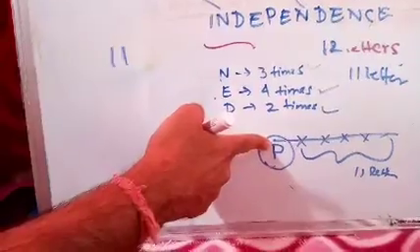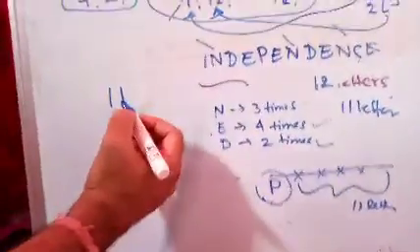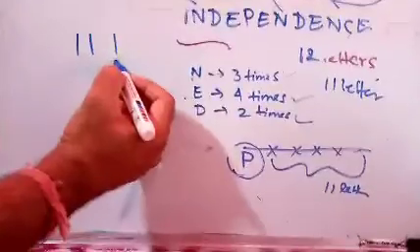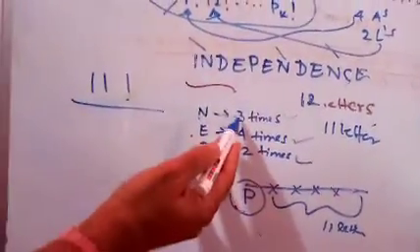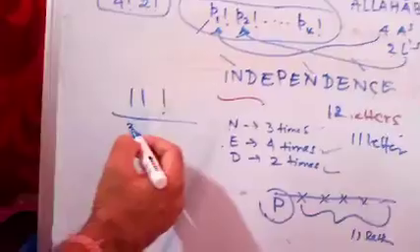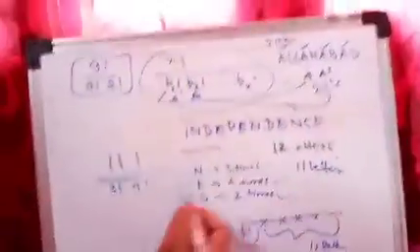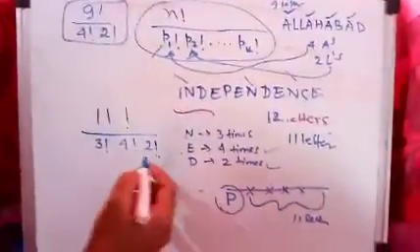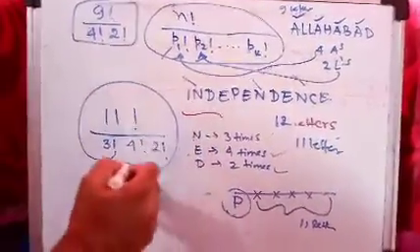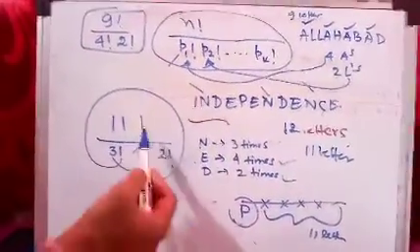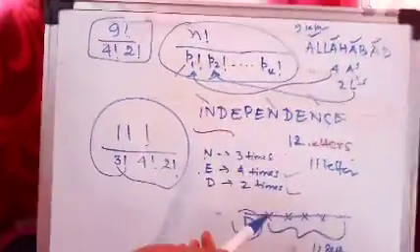So I have to fix P. How many letters are there? 11. So out of 11 letters, the arrangements are 11 factorial divided by 3 factorial, since N is repeated 3 times, 4 factorial, since E is repeated 4 times, and 2 factorial, since D is repeated 2 times. So this is the answer: this many words start with P.